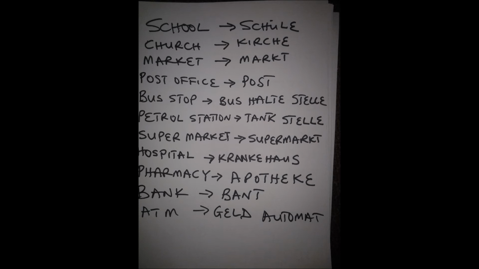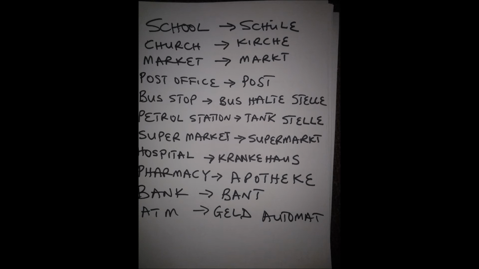Supermarket. Since market is Markt, supermarket is Supermarkt. Hospital, Krankenhaus. Pharmacy is Apotheke. I think you know that one. Bank is the same thing as bank. Then ATM is Geldautomat. Geld is money. Automat is for automatic. So Geldautomat means the automat where you collect money. If you are going to take money, you say Ich gehe zum Geldautomat. Or you can ask somebody, Bitte, wo ist der Geldautomat hier? That means where is the ATM here?